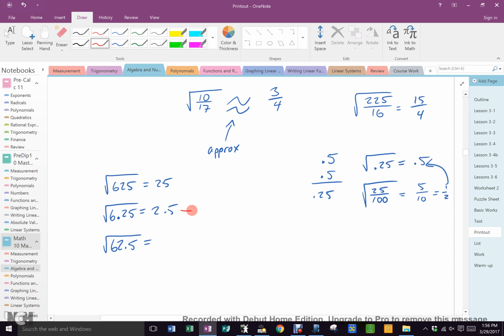6.25 is 625 over 100, isn't it? Right? If you do 625 divided by 100 on your calculator, you're going to get that, aren't you? Everyone agree? Then if I take the square root of that, square root of 625 is 25, square root of 100 is 10. 25 divided by 10 is 2.5. Does everybody see that? What happens here? Why can't you do it here?